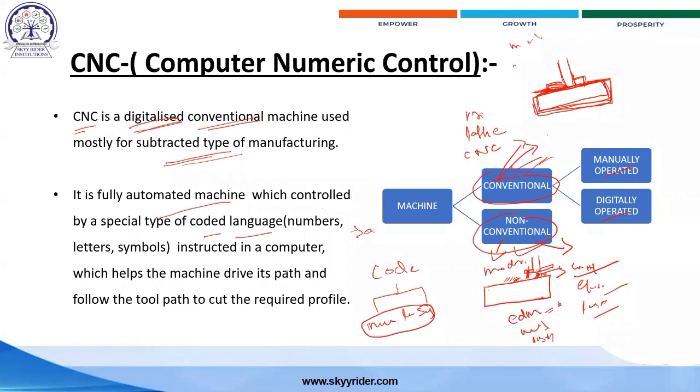So it is a fully automated machine which is controlled by a special type of coded language, like numbers, letters and symbols. That will be given on the computer, and the machine drives its path. Whatever numbers we have given, according to that the path will be formed and the operations will be done. Got it, everyone?